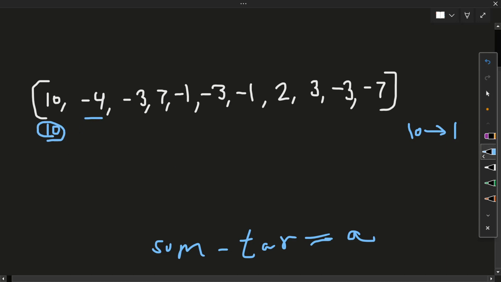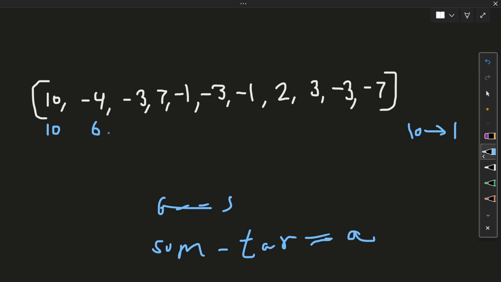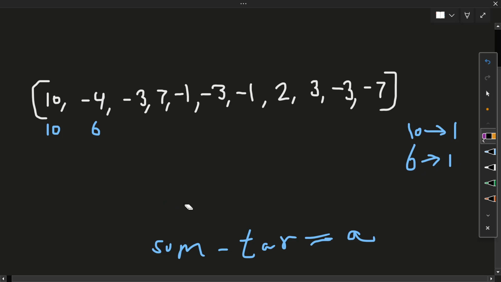Now let's move ahead. Next we have this. Till here our sum is 10. If I add this, the sum will be 6. Is 6 minus minus 5 there in the map? No, it is not there. So we just move ahead. First I need to insert this value with the corresponding frequency. Then our next value is this.